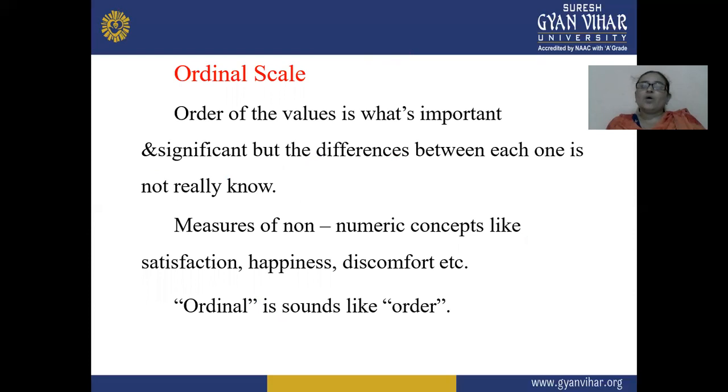Next is the ordinal scale. The order of the values is what is important and significant, but the difference between each one is not really known. It measures non-numeric concepts like satisfaction, happiness, discomfort, etc. Ordinal is like sounds like order.